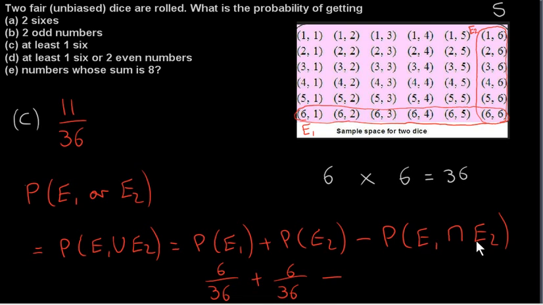And what about the intersection? How many elements are in the intersection of these two events? Well, we can see that we just have one element in the intersection. So we get 6 and 6 is 12, minus 1 is 11 over 36.